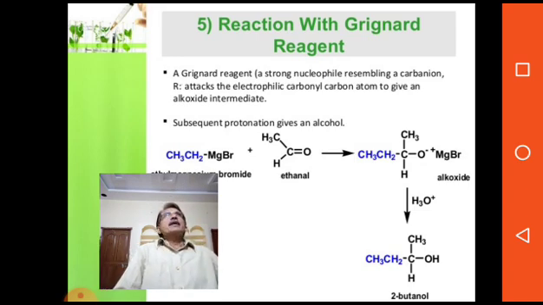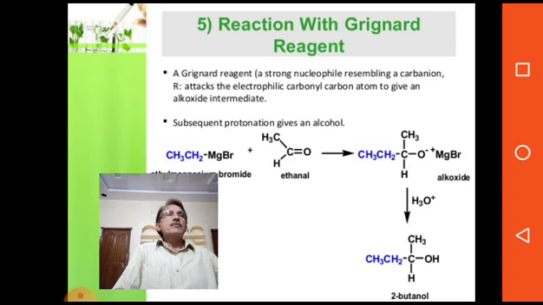These are the reactions of aldehydes and ketones. In this lesson, we can conclude that both aldehydes and ketones contain the CO group, that is the carbonyl group. Since the CO group is a polar group, it undergoes nucleophilic addition reactions. So those nucleophilic addition reactions which occur in aldehydes also occur in ketones.